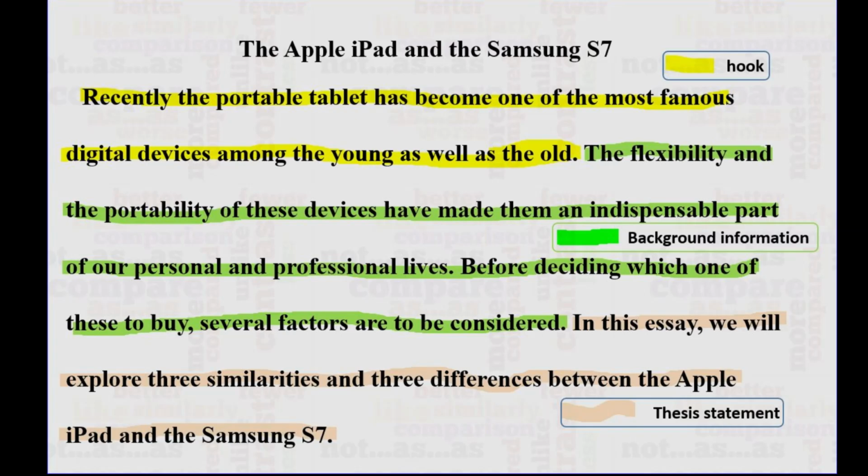We will start with the introduction. The introduction has a hook, some background information and a thesis statement. Make the hook interesting and attractive so that it attracts the attention of the reader. The introduction should be carefully planned to get the best grades.